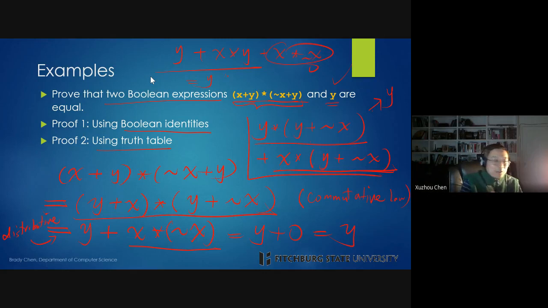Sometimes it's easy to see, sometimes it's not easy, but you can always apply these laws. But the other way you can do it is, if you feel like, wow, I don't want to use all these laws, I can just simply build a truth table on both sides. That's the other way to prove this is true.